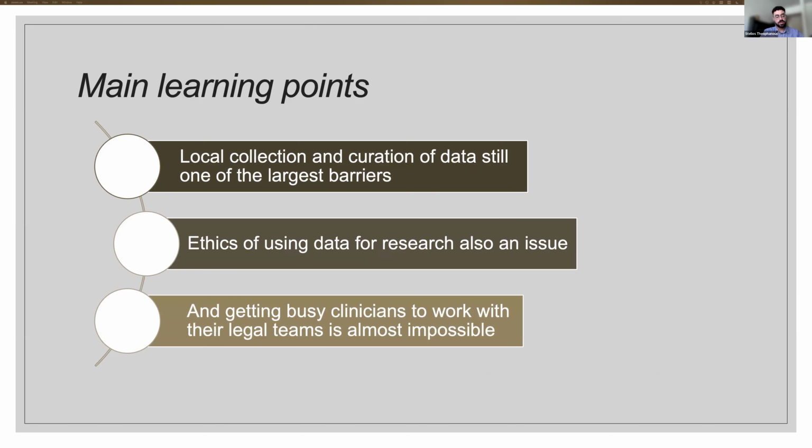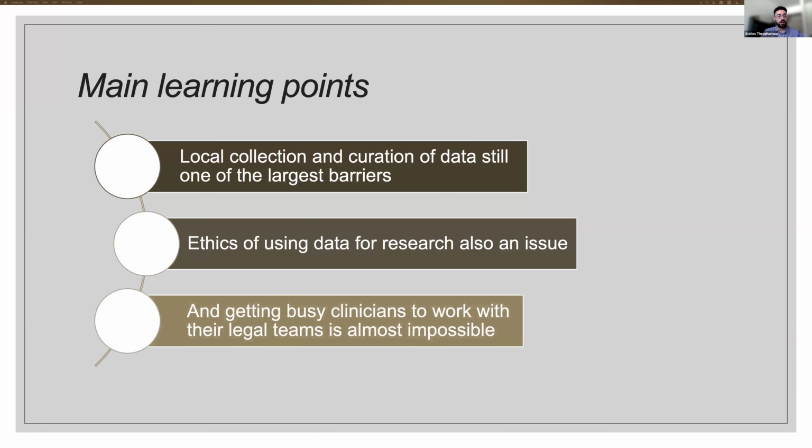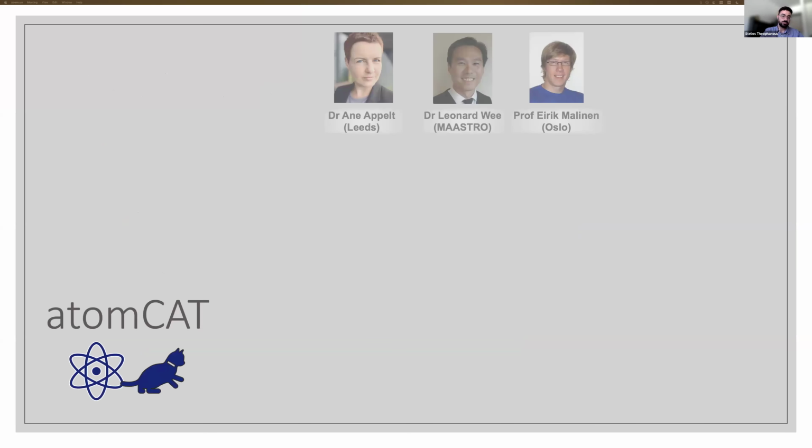So in summary, our three main learning points from this section are that local data collection and curation is still one of the largest barriers, even in federated research. Ethics of using data for research is also an issue, and getting busy clinicians to work with their legal teams is almost impossible. This brings us to the end of my presentation.